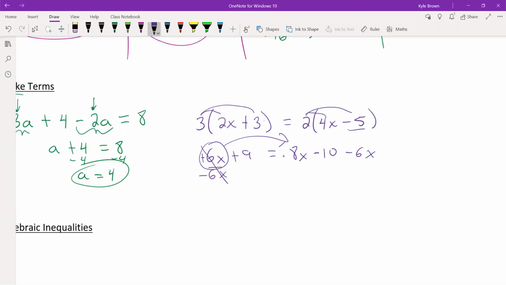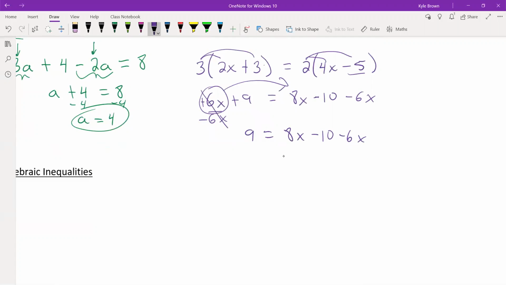So what we have left when we do that, we've still got 9 on this side. And over here now, we've got 8x, minus 10, minus 6x. That was probably an awkward way to write that. I'll keep it that way, but the 6x could have been in front of the negative 10 too. Either way. All right, so now I don't like this negative 10 being on this side.